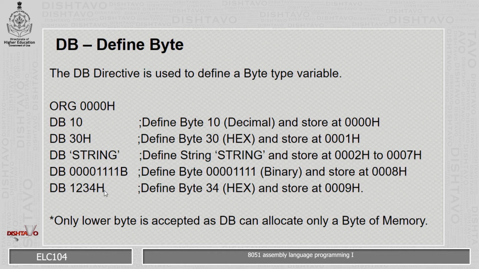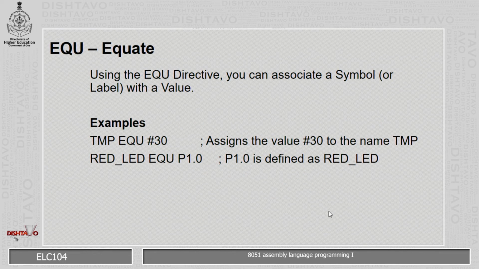Next comes DB1234. This is a hexadecimal value consisting of 2 8-bit characters, so it's a 16-bit value. Now whenever we find this type of a case, only one value is going to be stored. Which value? The least significant byte. So here it's written, only lower byte is accepted as a DB and can be allocated only as a byte of memory. So this is going to be stored at 0009H.